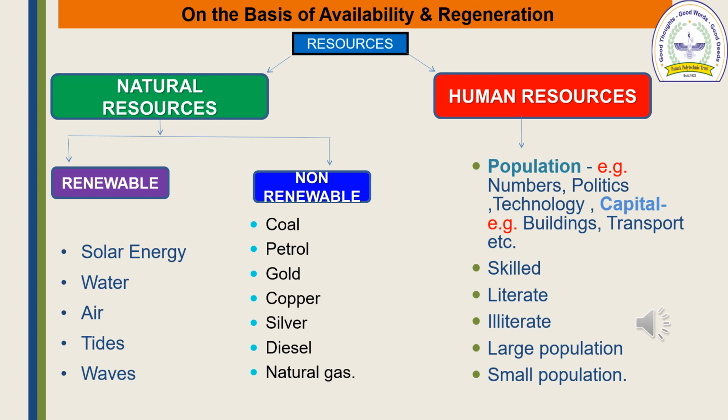Next, second part is human resources. For example, population, numbers, politics, technology, capital, for example, buildings, transport, etc. Skilled, literate, illiterate, large population, small population, etc.